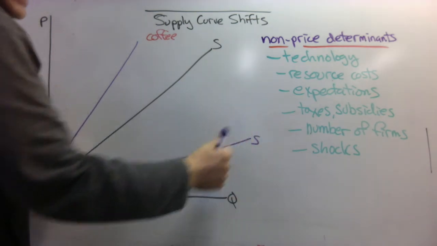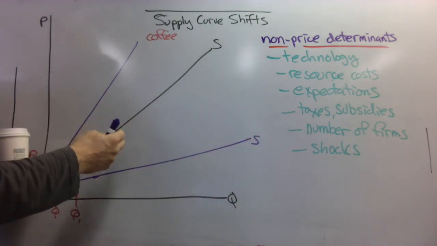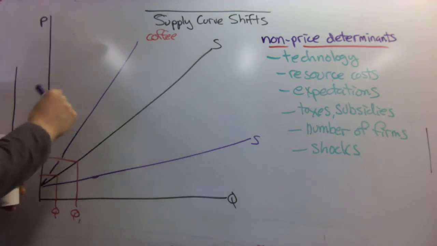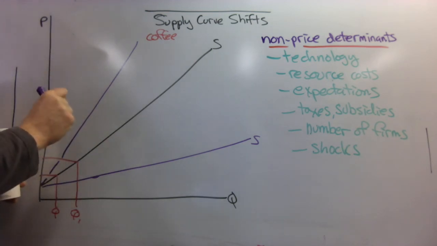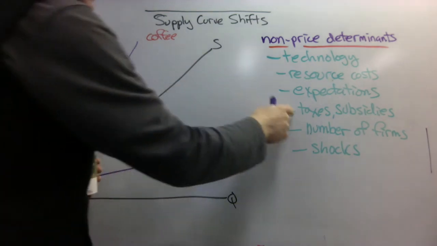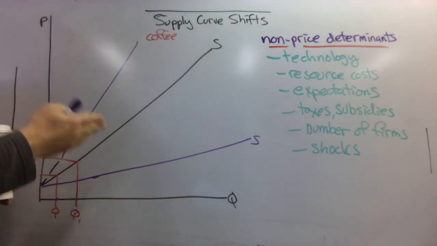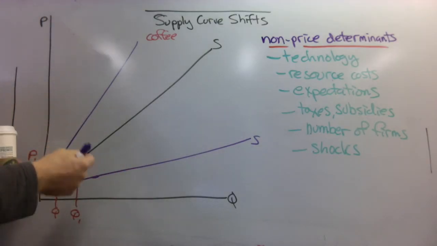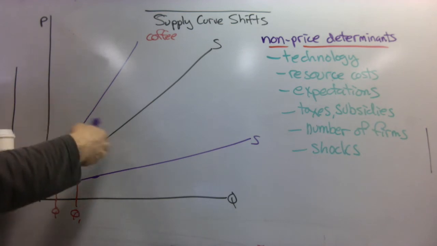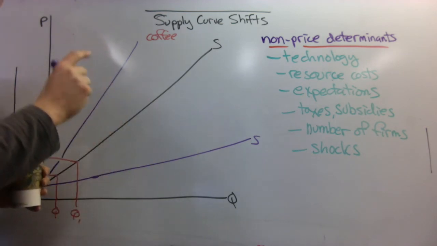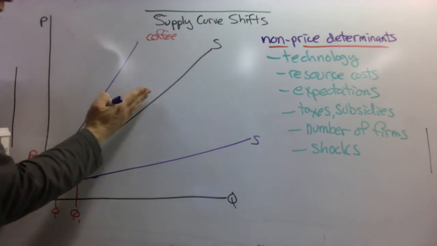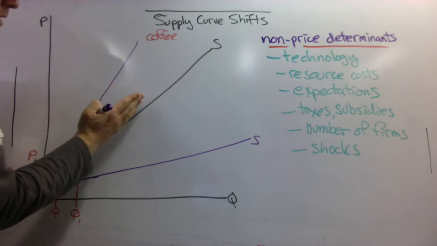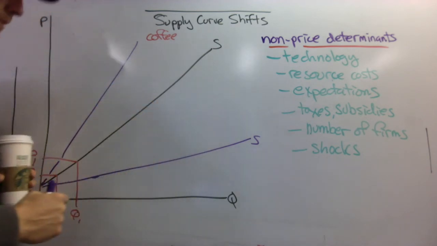Taxes. If the government taxes me, that's an additional cost. It's harder to make profit. That means I need to get a better price. Subsidies mean it's less expensive to make a product. That means I don't need to get as high a price in order to make a profit. Taxes will move the supply curve this way. Subsidies will move the supply curve that way.